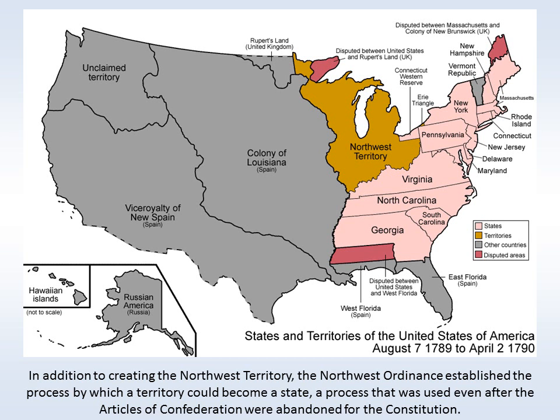So in addition to creating the Northwest Territory, the Northwest Ordinance established the process by which a territory could become a state, a process that was used even after the Articles of Confederation were abandoned for the Constitution.